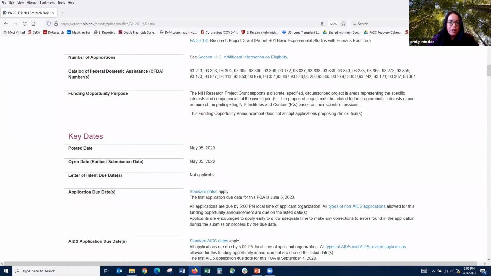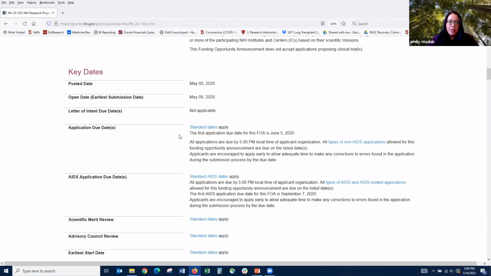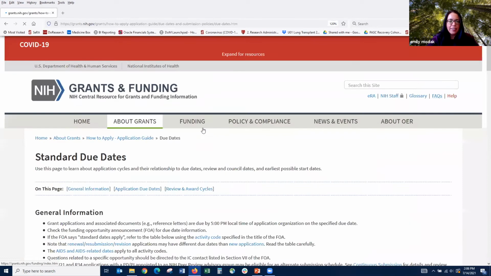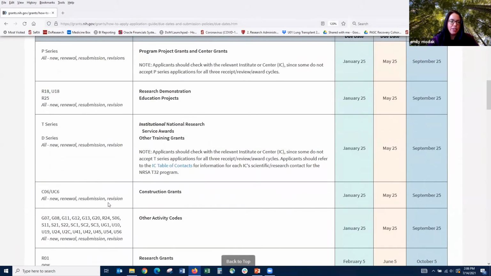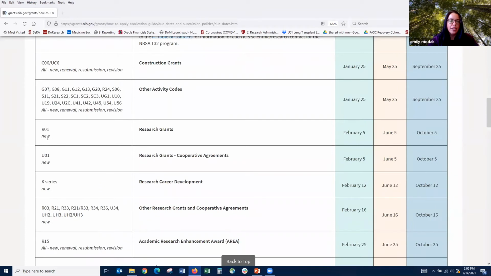When was it open? The earliest submission date is May 5th, 2020. The application due dates are the standard NIH dates. If you click through on this, NIH has standard due dates. They go by cycles, cycle 1, 2, and 3 up here on the top, and then by activity code, as we just talked about. So we would look for R01. This is a new R01, a research grant. And so here we are on July 14th. The next deadline would be October 5th.